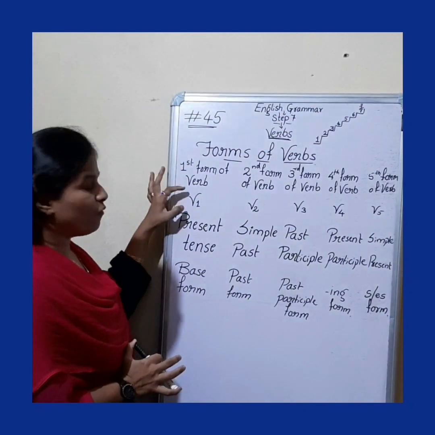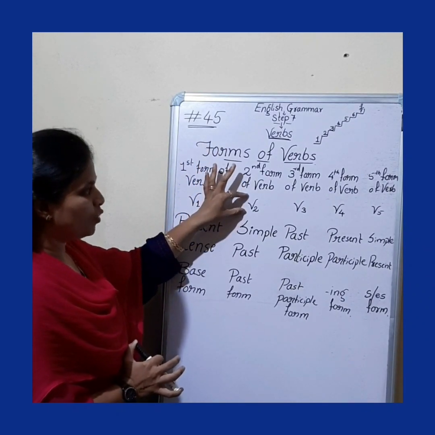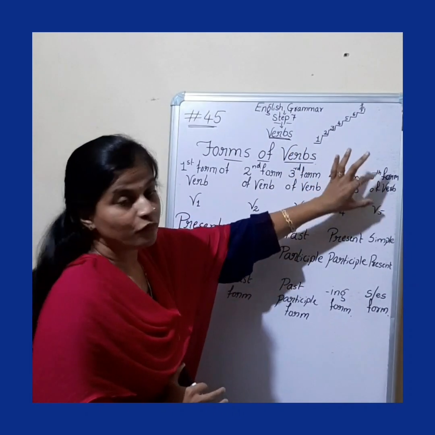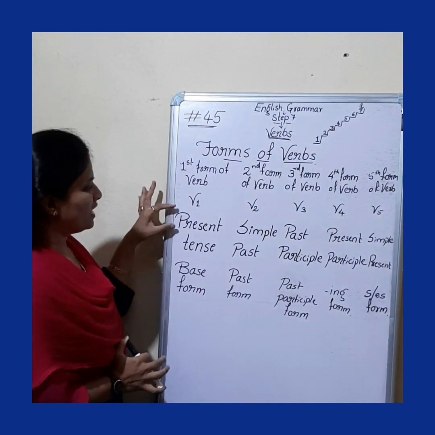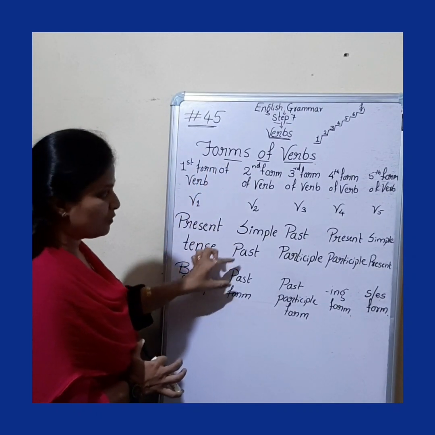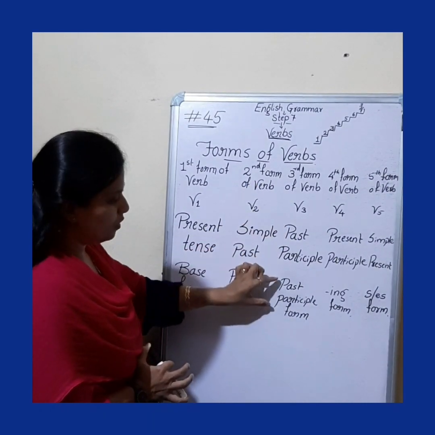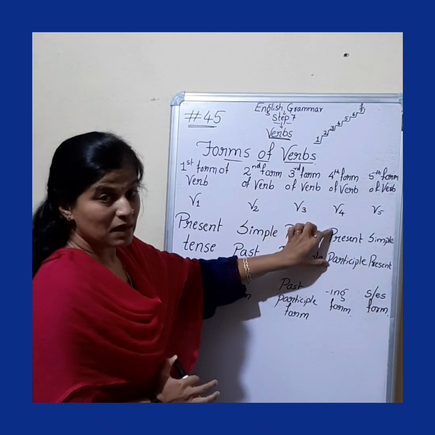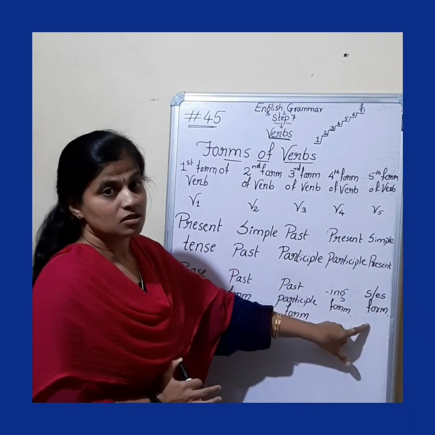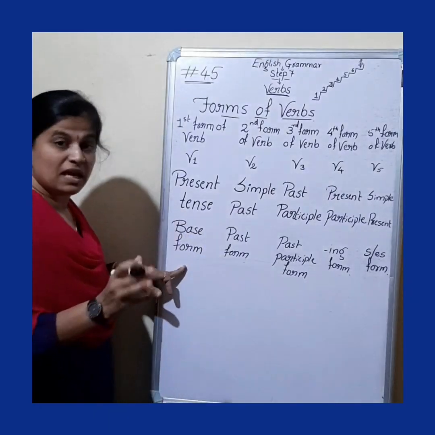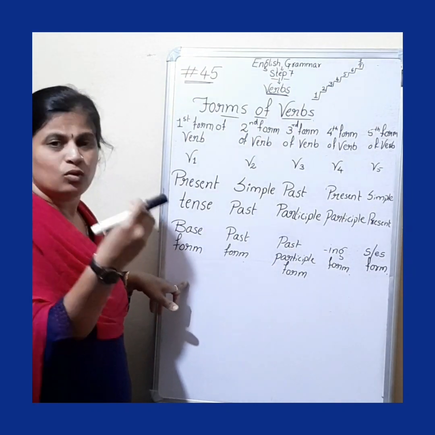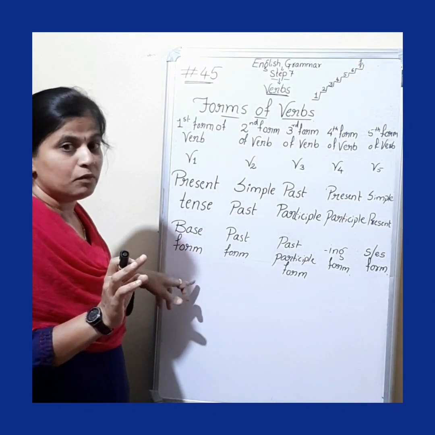So first form of verb V1, second form of verb we call it as V2, third form of verb V3, fourth form of verb V4, fifth form of verb V5. V1 is also called present tense or base form. V2 simple past or past form, V3 past participle or past participle form, and present participle, that is also called as ing form, and simple present s or es form. Okay, here base form, root form, no suffix is added to this. No other letters are added to the end of that base form we can say.